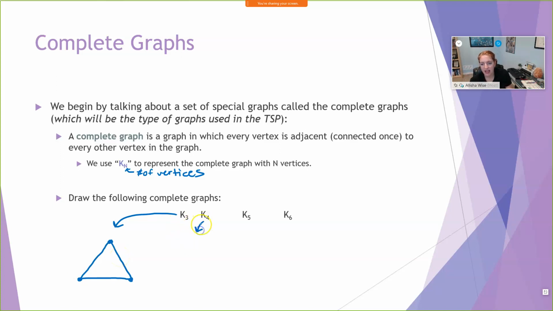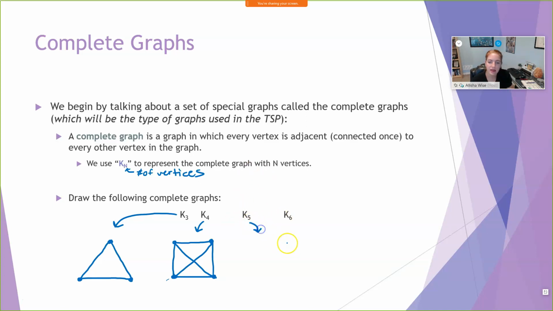K4 has 4 vertices. 1, 2, 3, and 4. Now in this one, each vertex has to be able to travel to every other vertex. Same thing. Travel there, there, and there. And then likewise connect up on top. So it looks like a square with an X through it. But that would be the complete graph with 4 vertices.